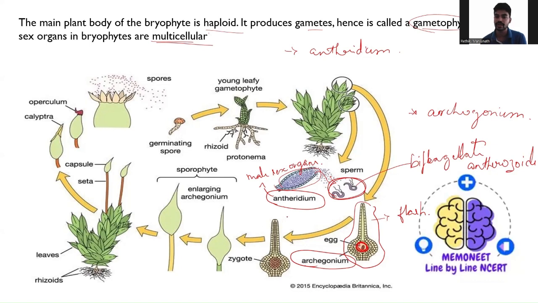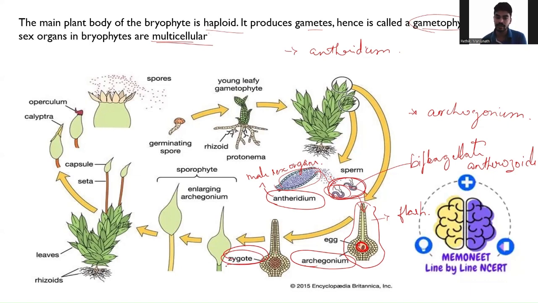Okay, it normally produces a single egg. So when this antheridium produces these biflagellate antherozoids, they come and fuse here. Once that has happened, it undergoes what? Fertilization. That means once the antherozoids fuse with the archegonium, specifically the egg, it leads to the formation of what? Zygote formation.